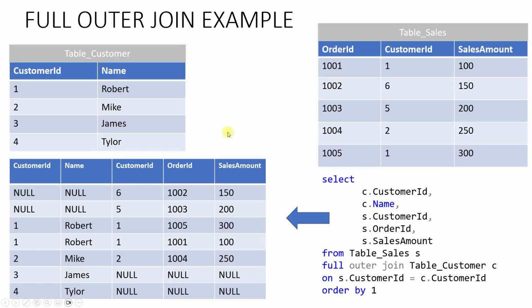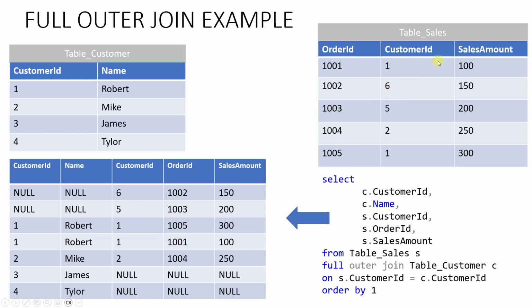And so if we take a look at this example, we see that we have the customer table and we have customer ID 1, 2, 3, and 4. So we have 4 customers here, right? Robert, Mike, James, and Tyler. And then in the sales table, we have a couple of orders with different sales amounts and different customer IDs. Here we have customer ID 1, 2, 5, and 6. So we don't have customers 3 and 4.